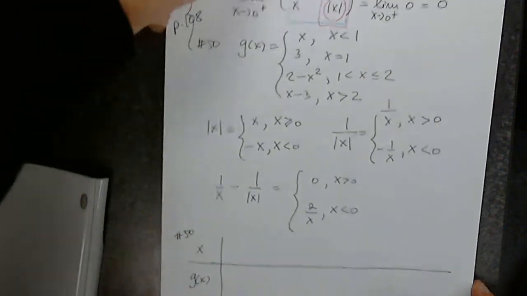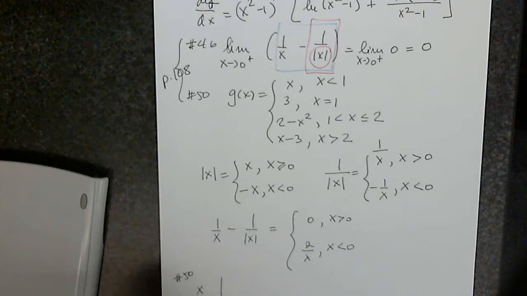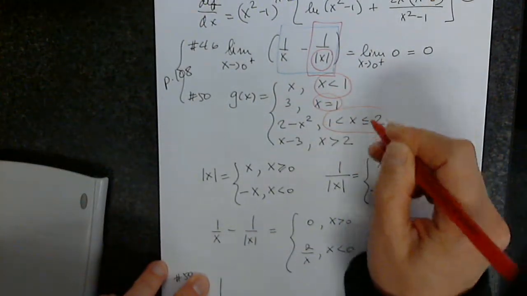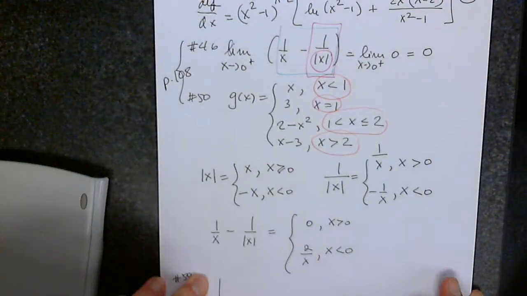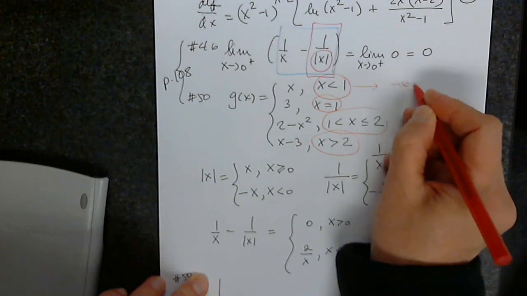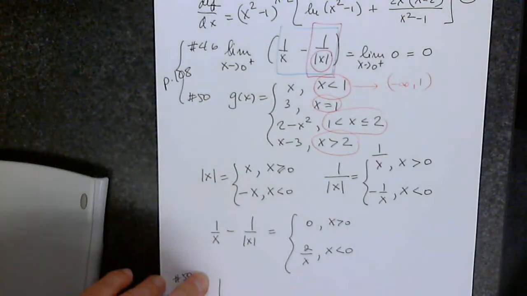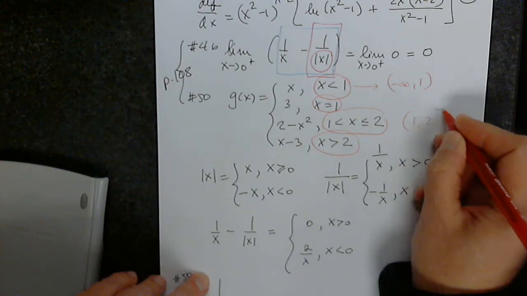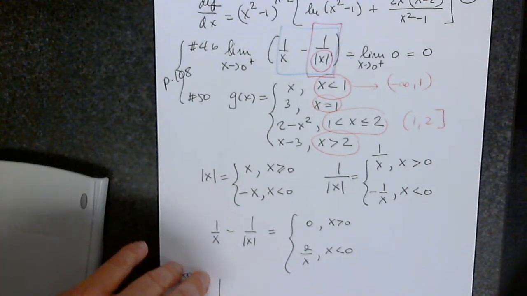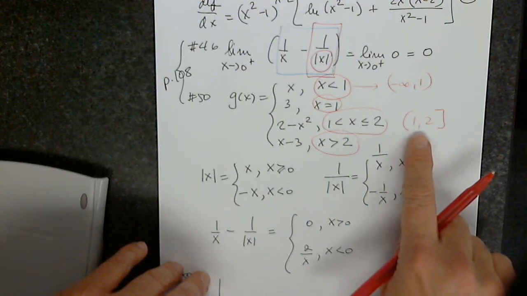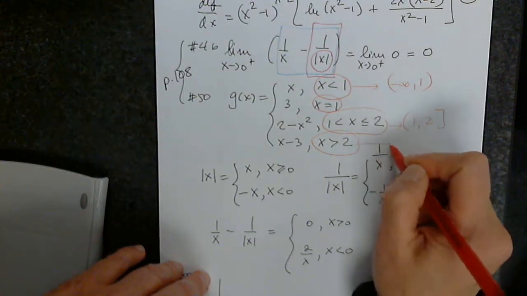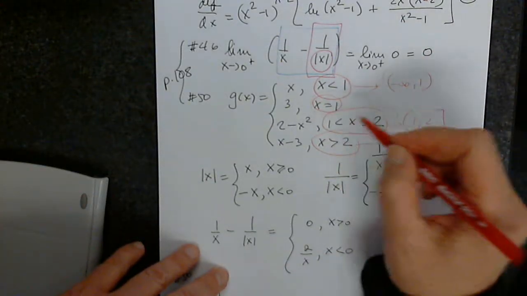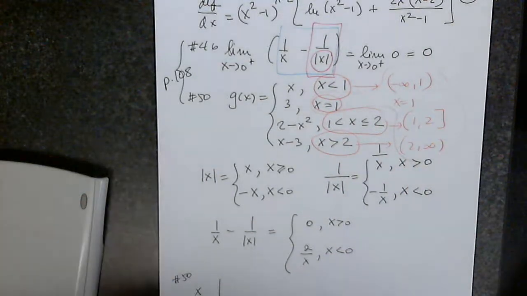By looking at these, I can rewrite the first one as an interval between negative infinity and 1. Would you agree? I can write the third one as the interval 1 to 2 with a bracket, and I can write the last one as 2 to infinity. Now looking at this carefully, including x equals 1, I would like you to identify the domain.